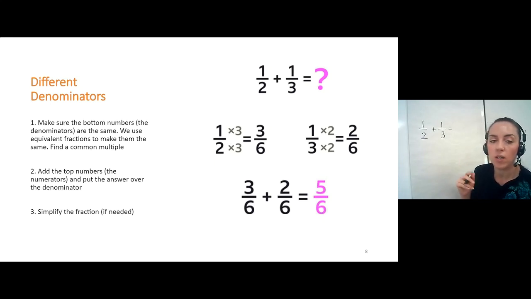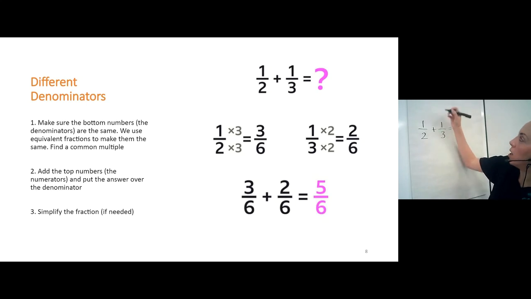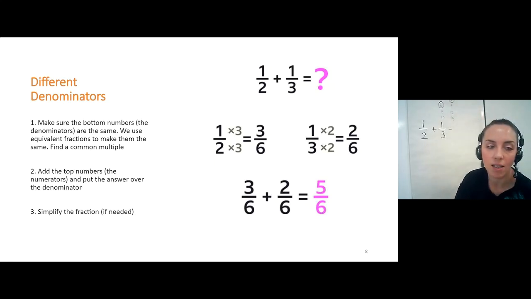So what we have to do is we use equivalent fractions to make them the same. We find a common multiple. So what's the lowest common multiple of both 2 and 3? Which number appears in their multiplication tables first from both of them? In 2 and 3, we end up with 2, 4, 6, 8, 10, or 3, 6, 9, 12, 15. So the first one that appears in both 2 and 3 is 6.